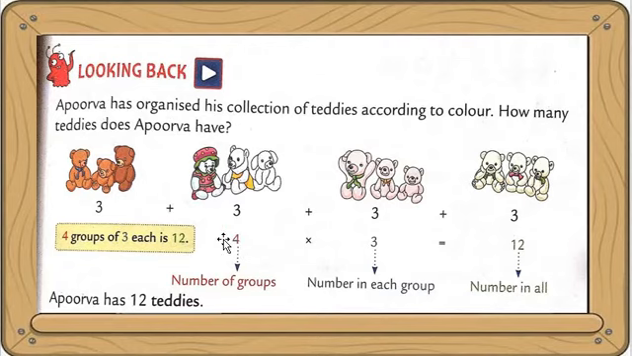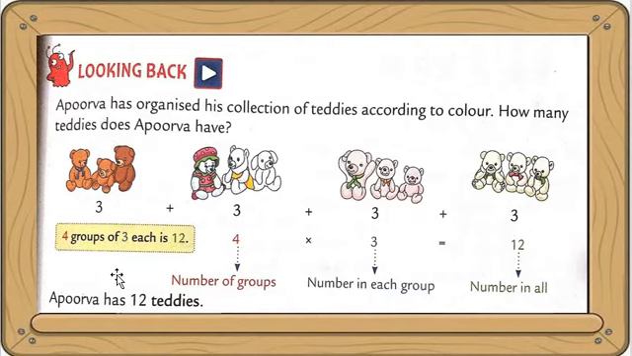So 4 comes from how many groups of teddies here? 4. So that's why we wrote number of groups 4, and each group has how many teddies? 3 teddies. So we wrote a 3. So number in each group 3. So like that we do, 4 3s are 12. How many, all students? 4 3s are 12.